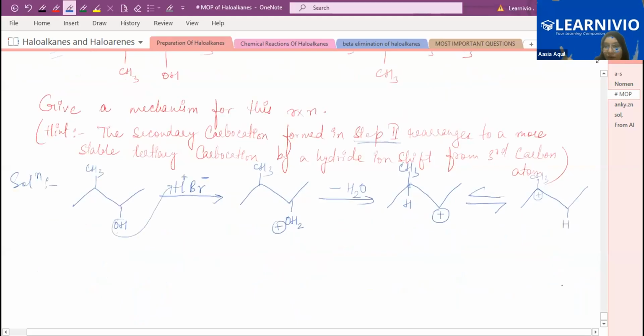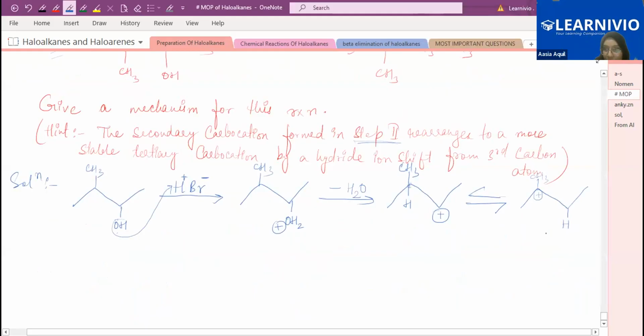So basically step 2 में क्या हुआ? Secondary carbocation, it rearranges itself, right? And it converts into the tertiary carbocation. And we know that tertiary carbocation is more stable, most stable, right? So tertiary carbocation बन गए.